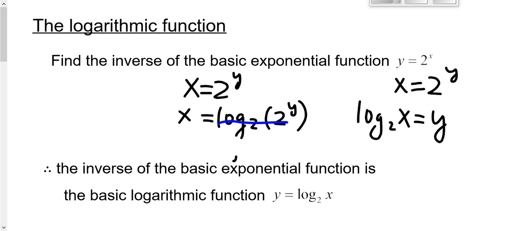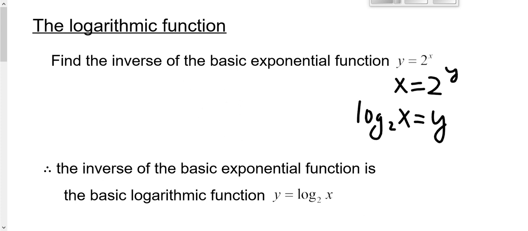Alright, so now we have this. What can we do? Of course, we can graph it. If you don't feel comfortable with this way, never mind. You can write that as just moving this to the other side: y equals log base 2 of x. So the inverse of the basic exponential function is the basic logarithmic function y equals log base 2 of x. This is not on your formula sheet. If you want to memorize that, great. If not, never mind. As you can see, it's not too hard to derive that, to figure that out.